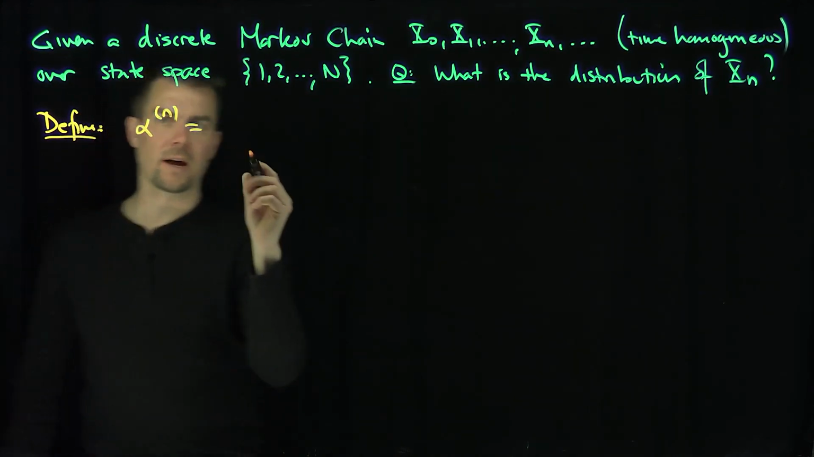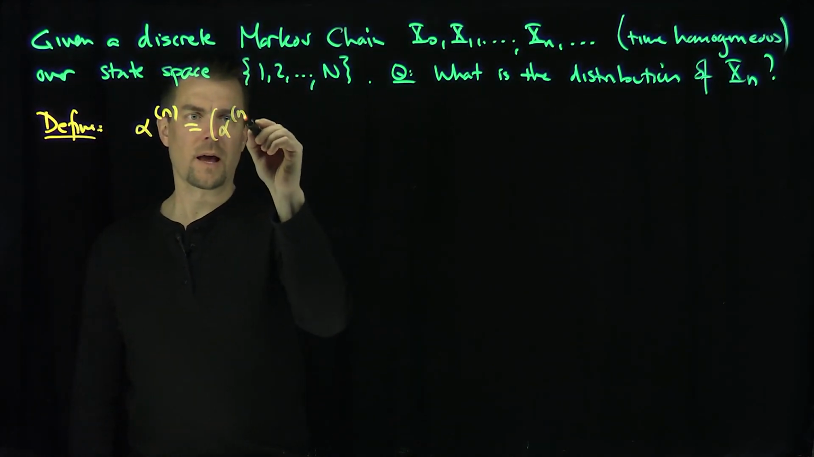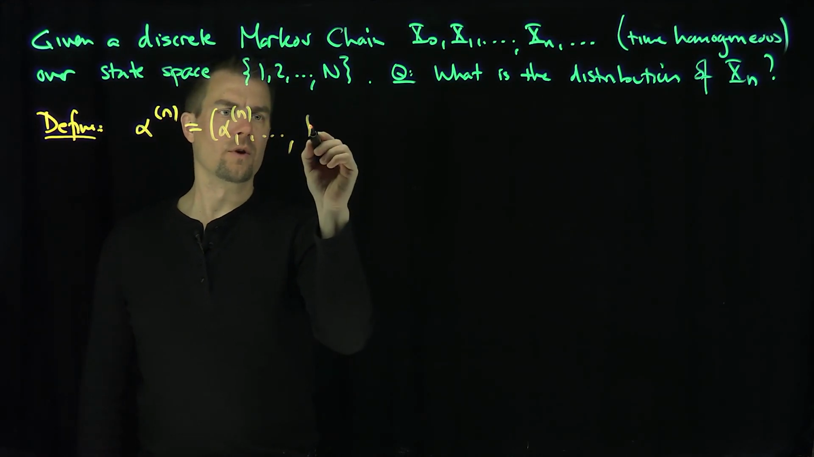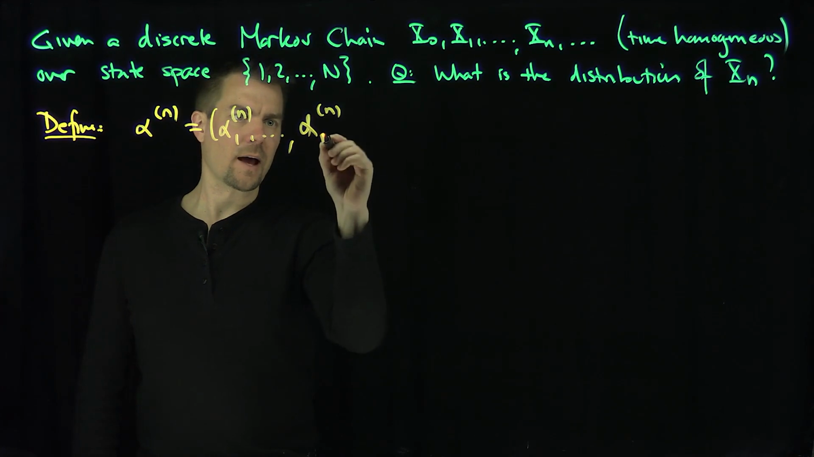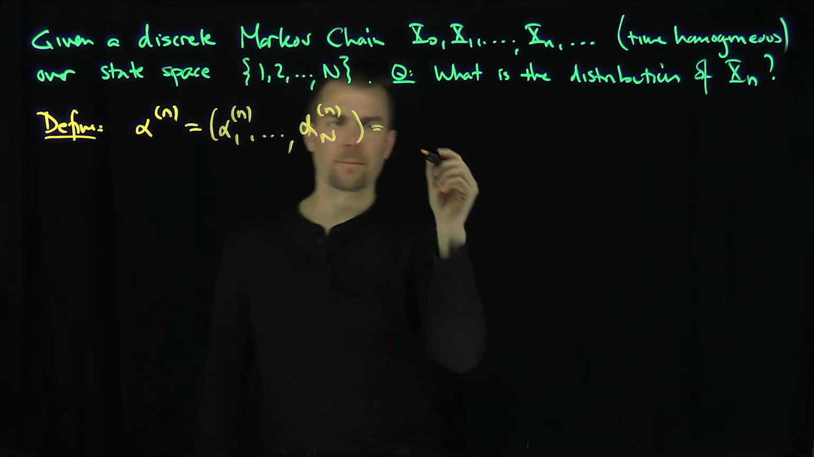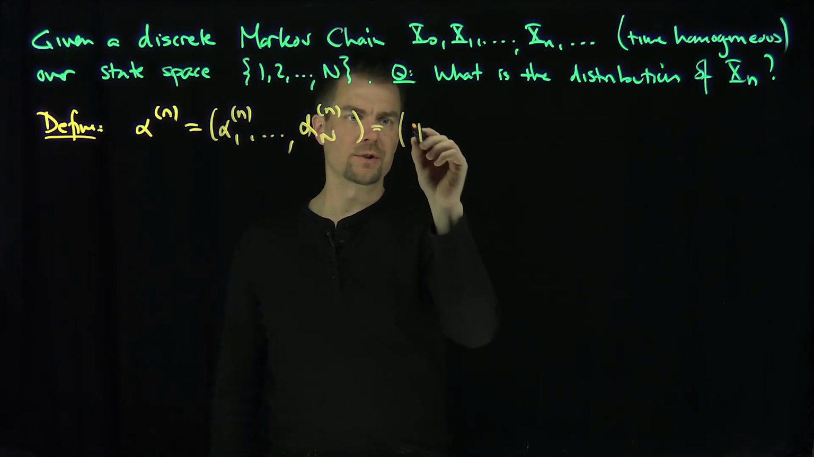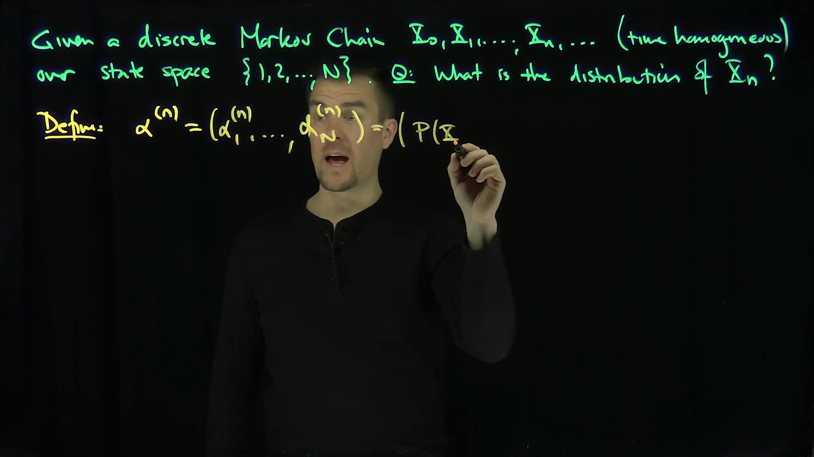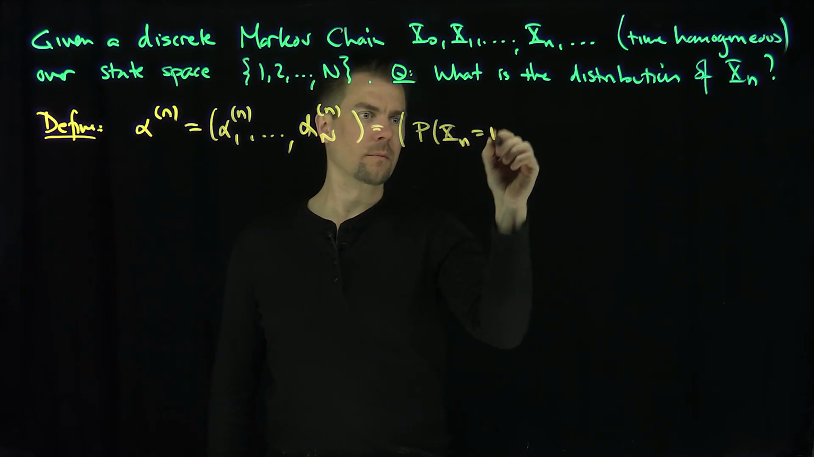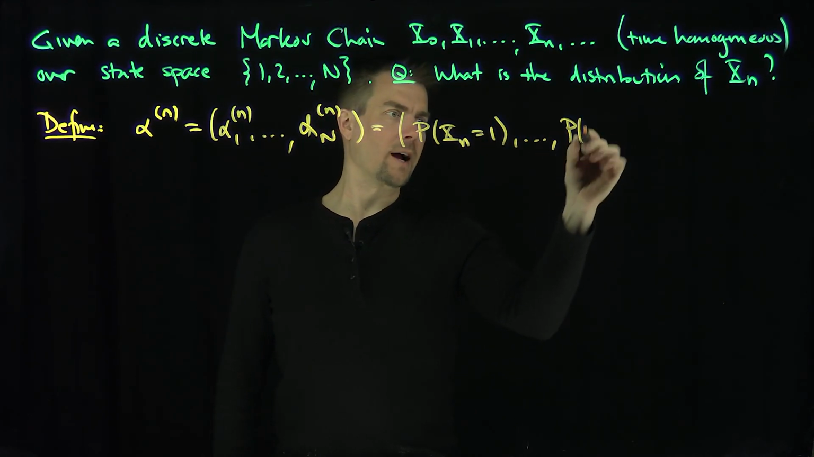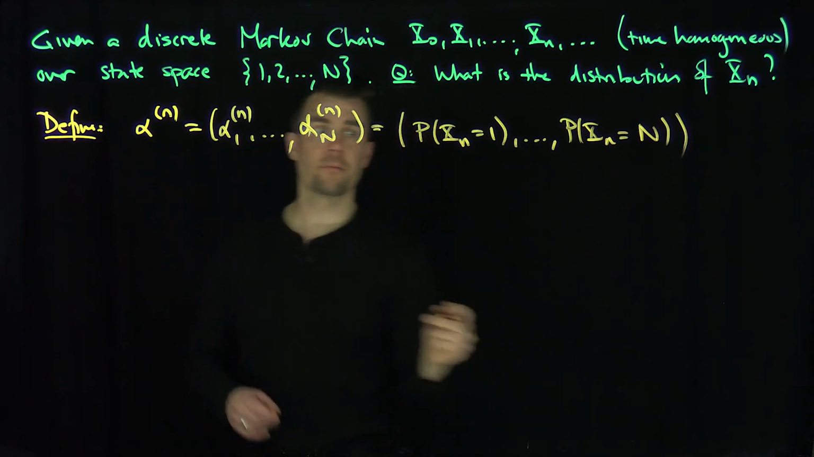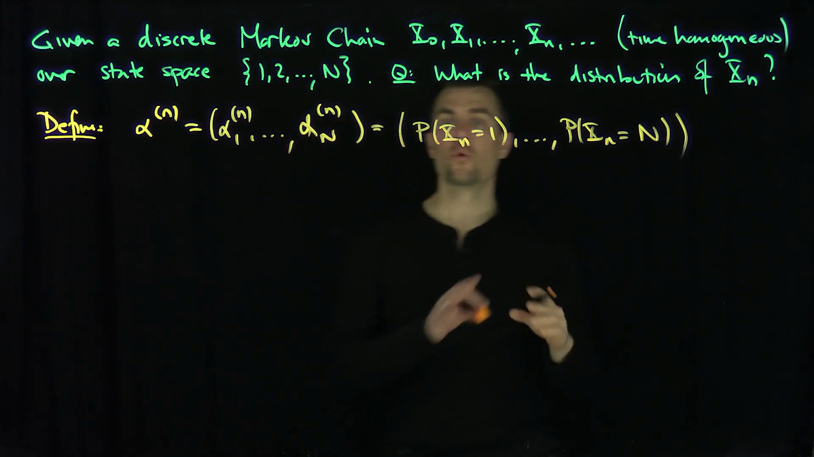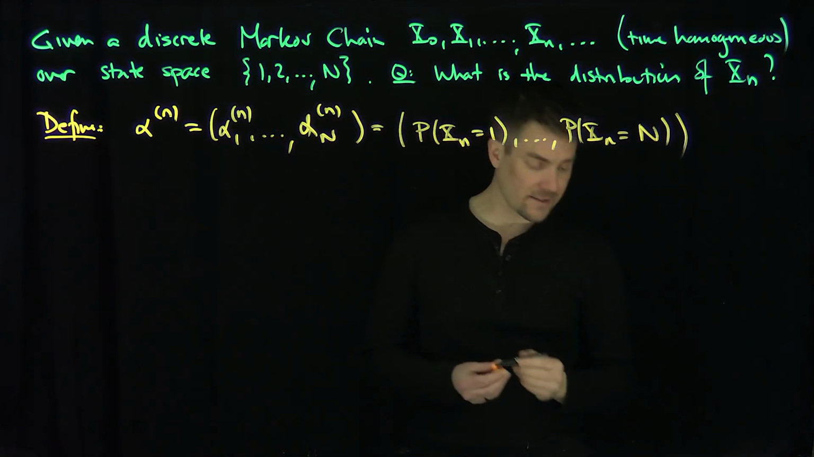And what is this vector alpha n? It's going to be alpha n1 all the way up to alpha nn. And it's simply just the probability. The first entry is just the probability that xn is equal to 1, all the way down to the probability that xn is equal to n capital. So it's just the row vector which contains all the probabilities that correspond to xn.